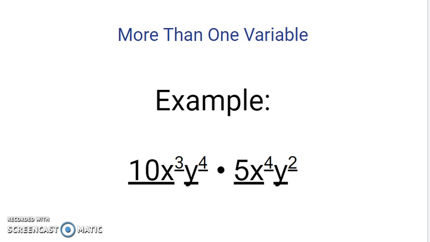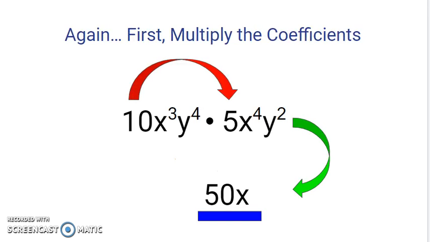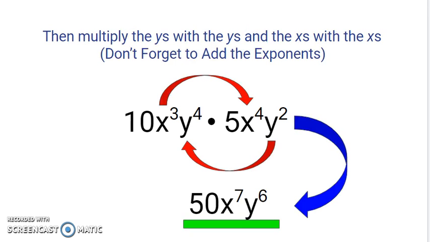Sometimes you'll be using more than one variable, such as in this problem where we'll be adding y. So now all you have to do is, again, first multiply the coefficients. 10 times 5 is 50. And then multiply the y's with the y's, and x's with the x's. But do not forget to add the exponents. So as you see the arrows here, you multiply x times x to the third times x to the fourth, which equals x^7, and y to the fourth and y to the second, which gives you y^6.